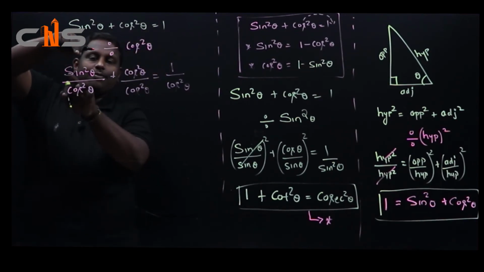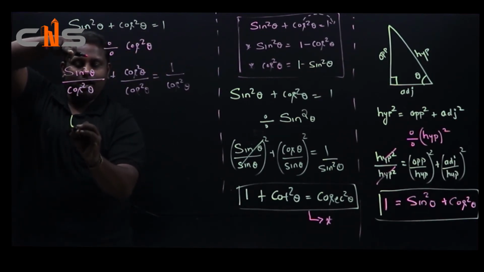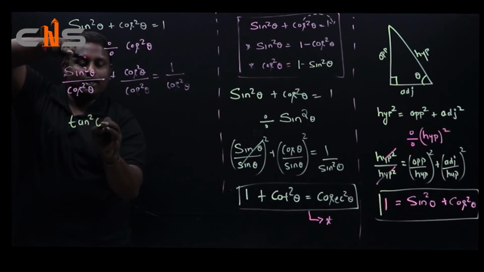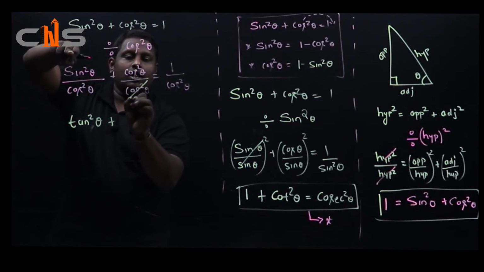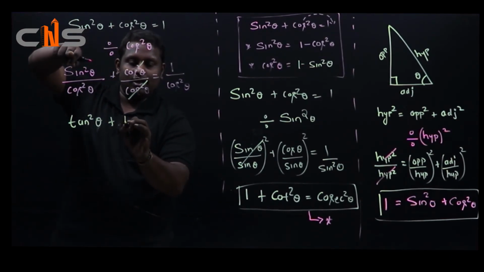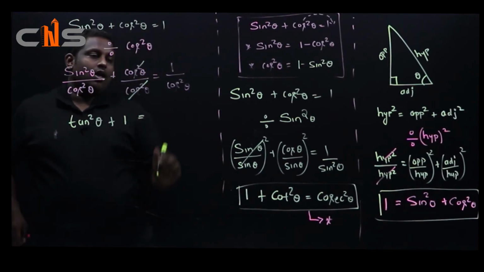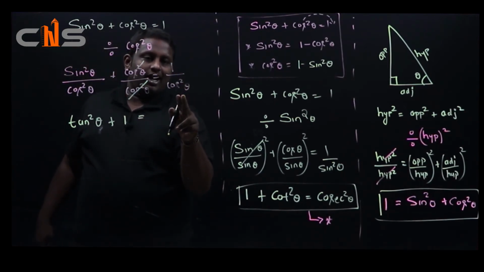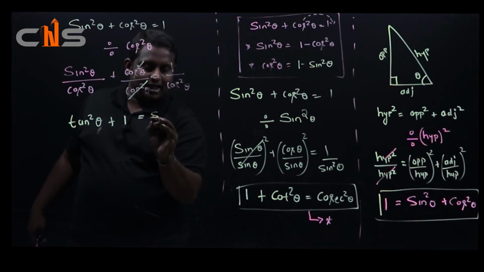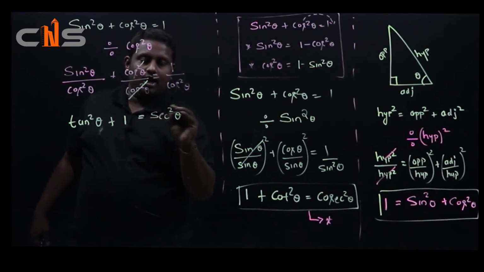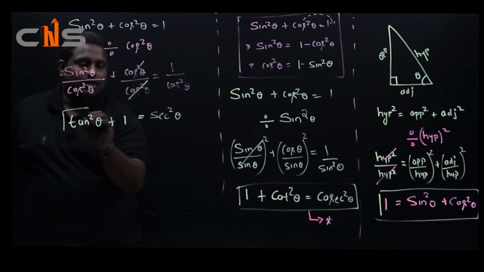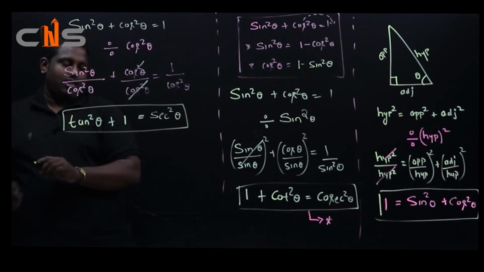So what happens? Sin by cos is tan. We have the square. Tan square theta plus 1, as the whole thing gets cancelled, equals 1 by cos square, and 1 by cos is secant, so secant square theta. This is the third identity. Clear?